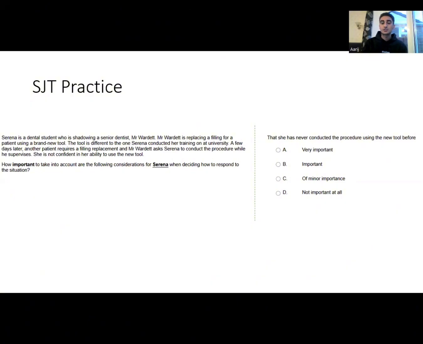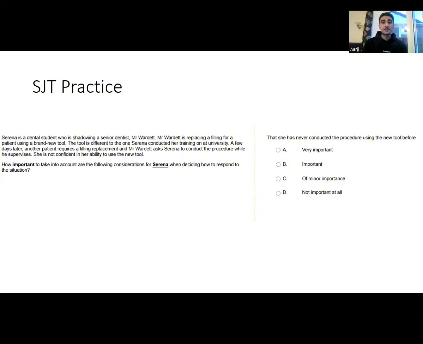Okay, moving on to the next one, still the same stem, or rather the passage, but this time we're asked that she has never conducted the procedure using the new tool before. So again, I'll give you 10-15 seconds because obviously you read the stem. On YouTube, saying 10-15 seconds, just pause it and then we'll come back to you. Okay, so I'm going to go through the answer.